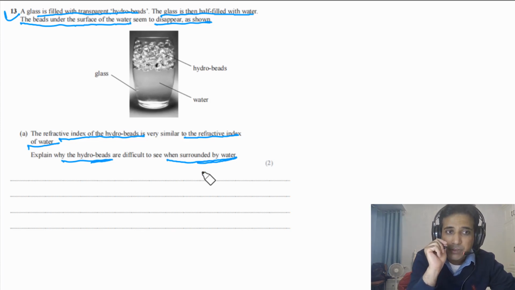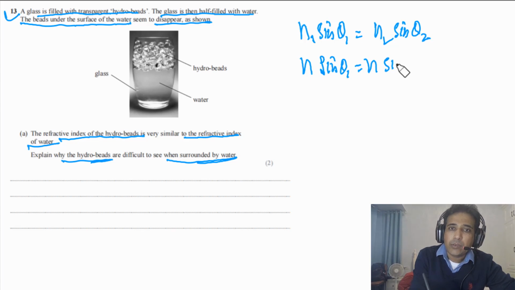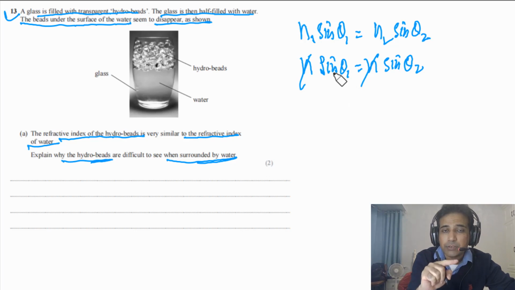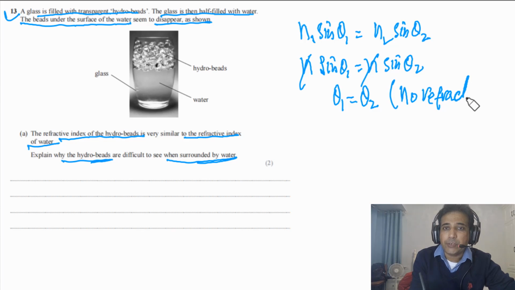The important point for this question is that they have the same refractive index. If they have the same refractive index, what does it mean? We can use Snell's law. n1 sine of theta 1 will be equal to n2 sine of theta 2. If n is the same, sine of theta 1 will be equal to n sine of theta 2, so n will be cancelled. So it simply means that sine of theta 1 is equal to sine of theta 2. It means that theta 1 is equal to theta 2. So it means no refraction, means no bending of light.